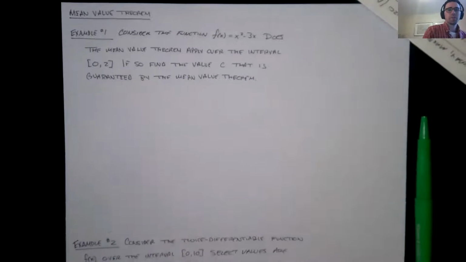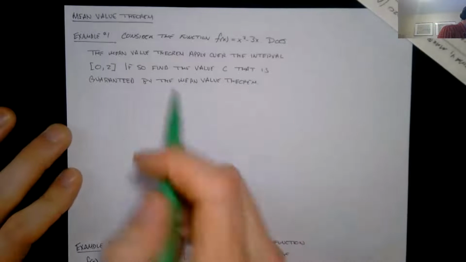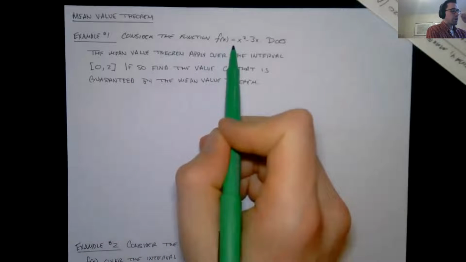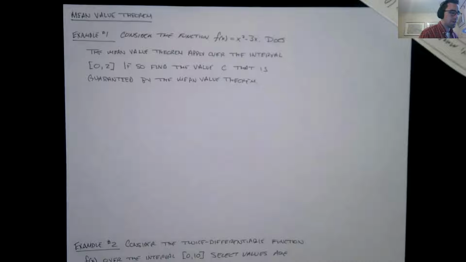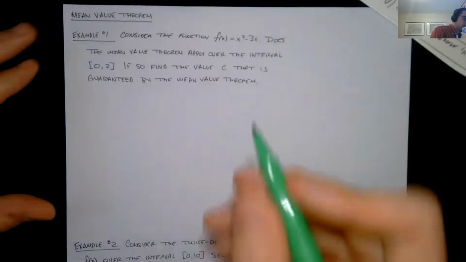That's example 2. Here's example 1. Let's read it together. Consider the function f of x equals x squared minus 3x. Does the mean value theorem apply over the interval 0 to 2? If so, find the value of c that is guaranteed by the mean value theorem. Okay, a lot to do here.